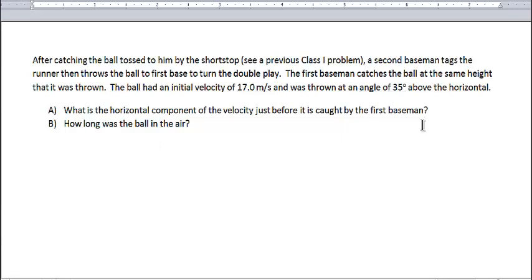Here's a Class 2 problem for us to solve. You'll recall in another video we had a shortstop toss a ball to a second baseman. Well, the second baseman got the guy out, but now he's throwing the ball to the first baseman to try to get that guy out.